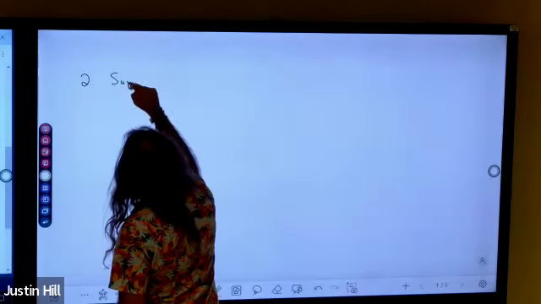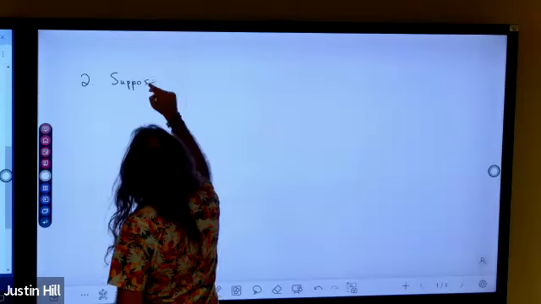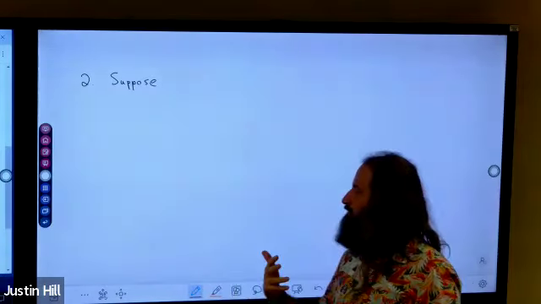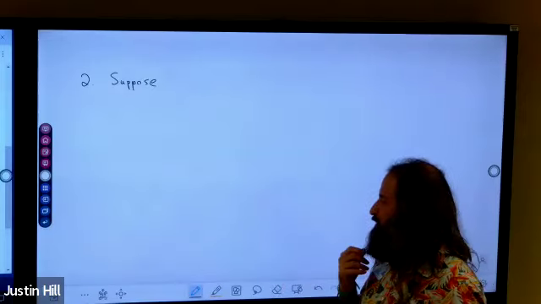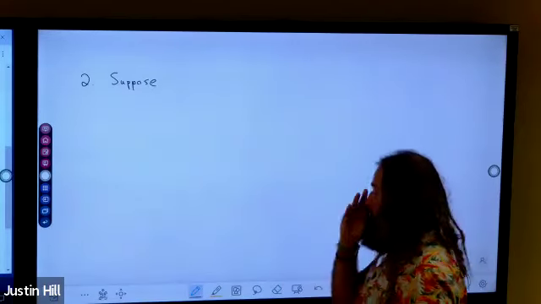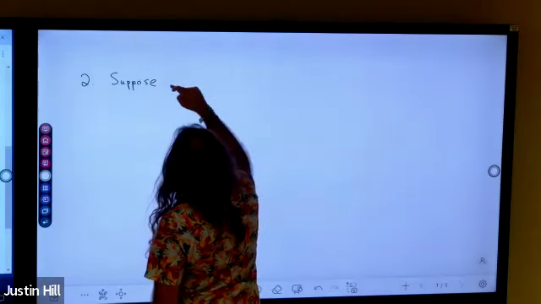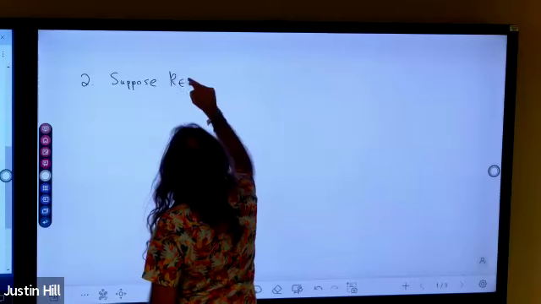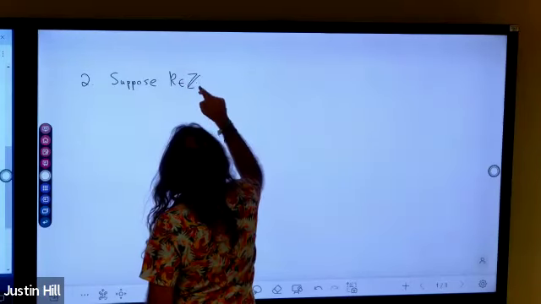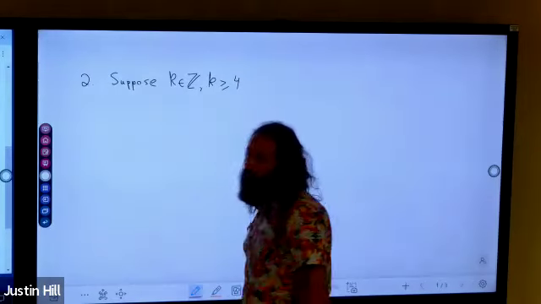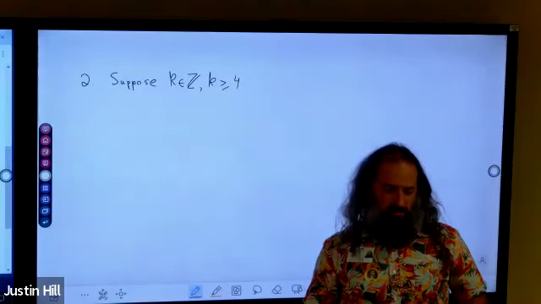So we might say something like suppose. Again, the if here is if k is an integer greater than or equal to 4, then 2k squared minus 5k plus 2 is composite. So suppose k is an integer and k is greater than or equal to 4. And that's actually all my hypothesis is.